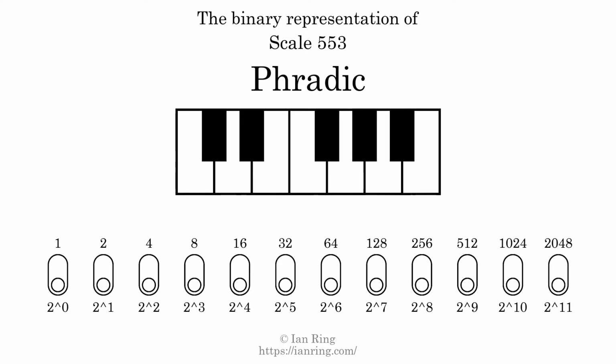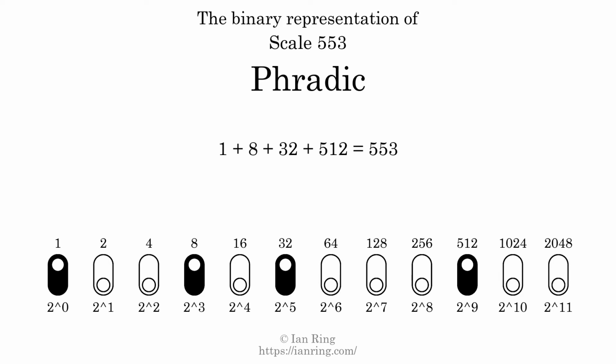The binary representation of this scale is determined by mapping tones of the scale to binary digits. Each binary digit represents a power of 2. To get the scale number, we add the powers of 2 together. The powers of 2 that are present in the scale, all added together, equals 553. That is why the scale number, in decimal, is 553.